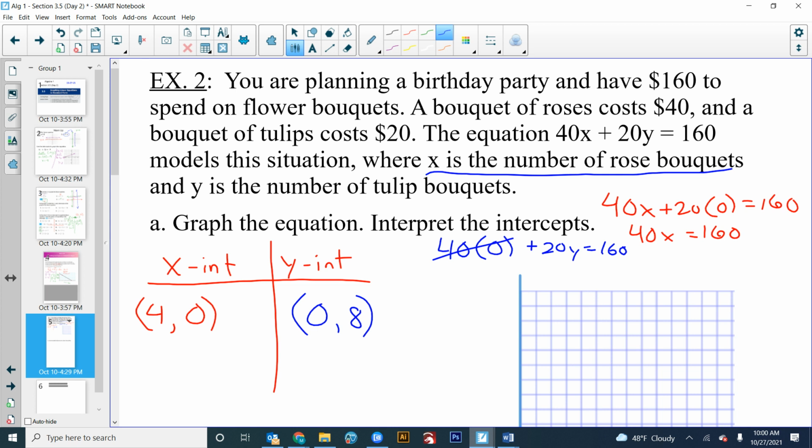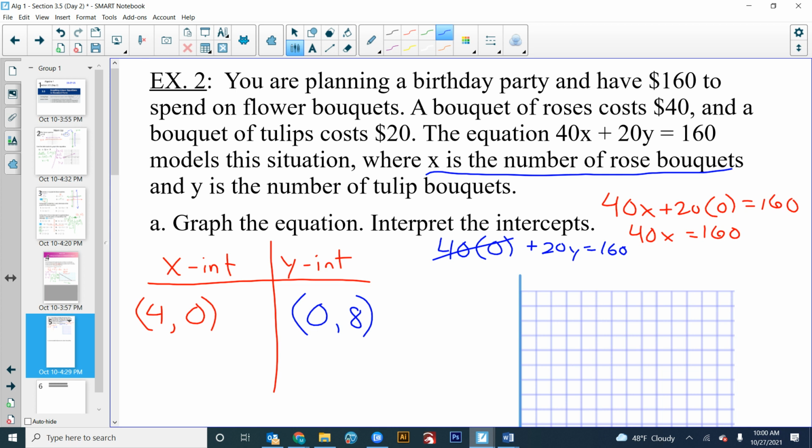I think we're getting confused by just all these numbers and not thinking about what they mean. What does the x value mean? Number of rose bouquets. What does the y value mean? Tulip bouquets. So when there are 4 rose bouquets, there's 0 tulip bouquets, and when there's 0 rose bouquets, there's 8. Either way, they're going to cost 160. Do you get that? Very important.